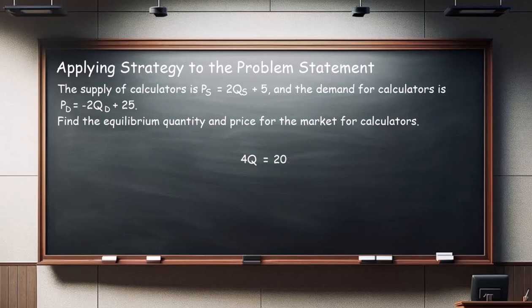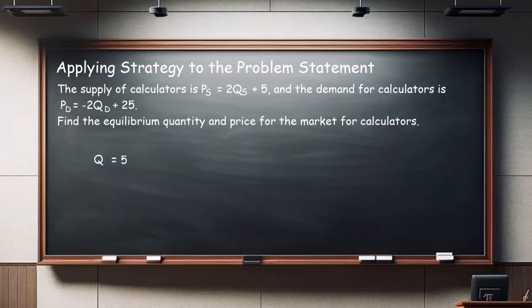Finally, let's divide both sides of the equal sign by 4. On the left side of the equal sign, let's divide 4 times q by 4, giving 1q or just q. On the right side of the equal sign, dividing 20 by 4 is 5. So, the equilibrium quantity is 5 calculators.